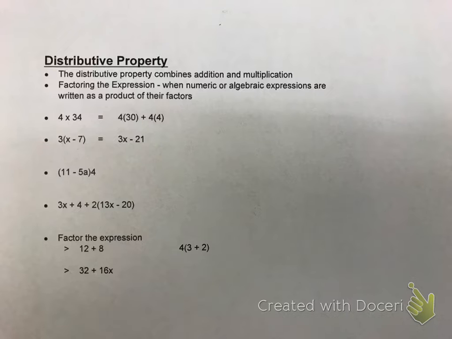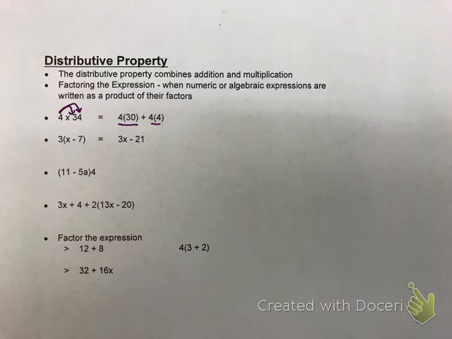In our first example, we're doing mental math essentially, where we're breaking down 4 times 34 into two separate multiplication problems using the place values. So what we're going to do is multiply 4 times 30, because the 3 is in the tens place, and then we're also going to multiply 4 times 4, because the 4 is in the ones place, and then those two products we're going to add together.